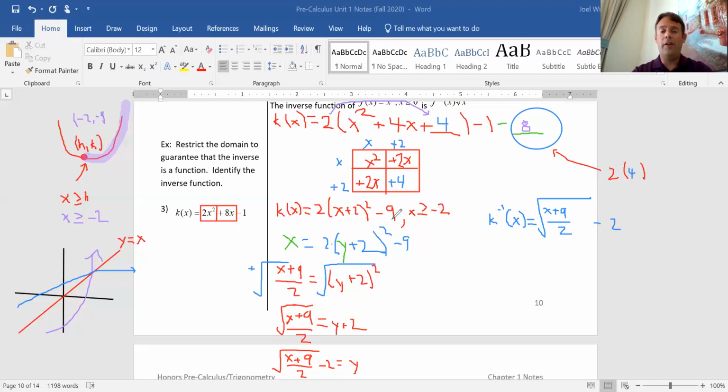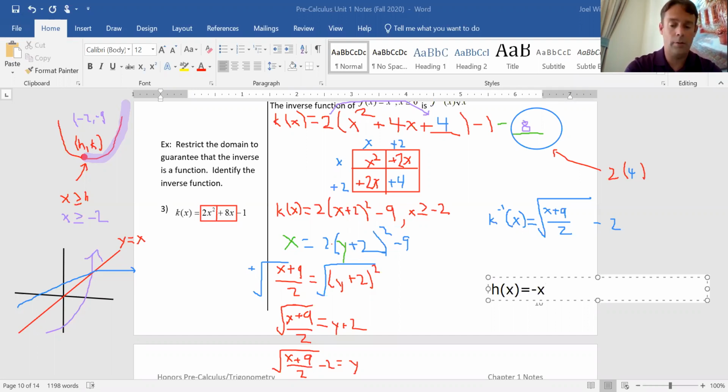So I restricted the domain. I first completed the square to figure out my function. I restricted the domain, and then I went ahead and solved it to get the inverse function. Let's have you guys try one. Let me give you an equation just for the fun of it. What if I give you the equation h of x equals negative x squared plus 8x minus 3. Why don't you guys try that one for me?